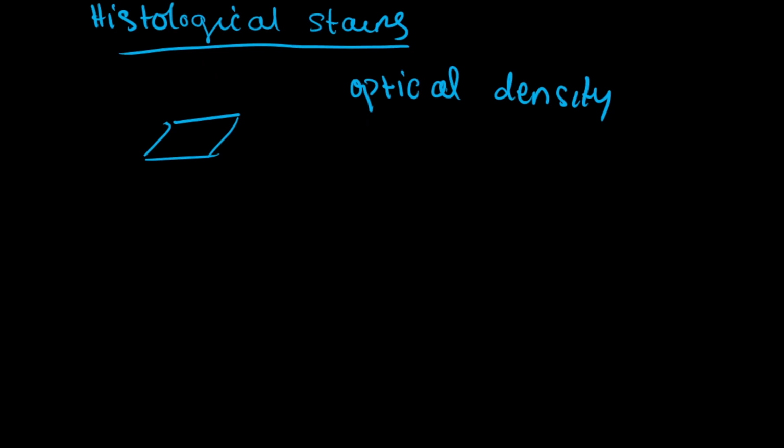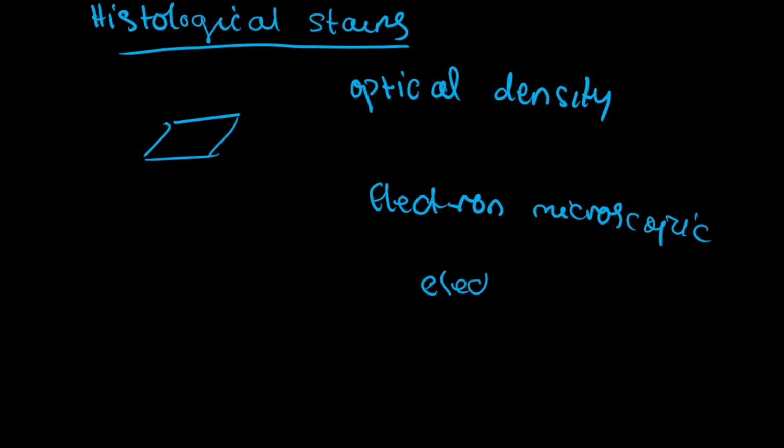So we refer to optical density when using light microscopy. However, for electron microscopy, we make use of electron microscopic stains. The purpose of these electron microscopic stains is to increase the electron density. So for electron microscopy, rather than increasing optical density, what we have is an increase in electron density that is achieved by electron microscopic stains.